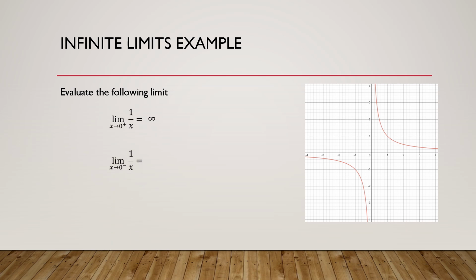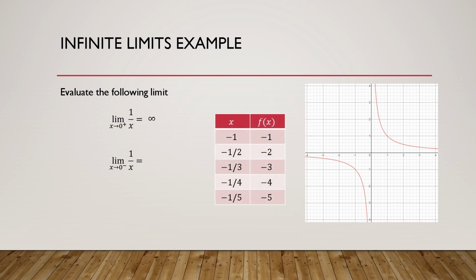Likewise, if we do the same with the limit as x approaches 0 from the left of 1 over x, the same thing is happening, but on the negative side. Charting our values, we see that as x approaches 0 from the left, the limit approaches negative infinity. In these cases, 0 is a vertical asymptote.